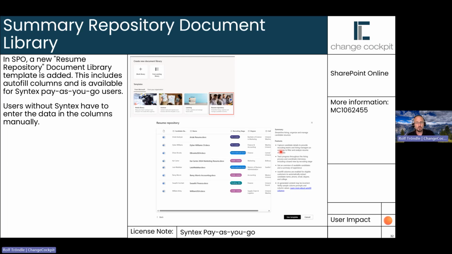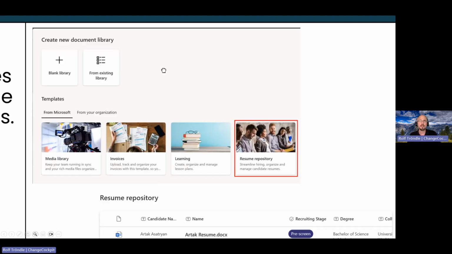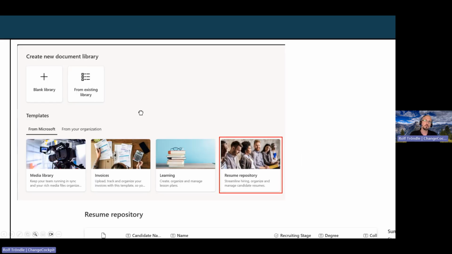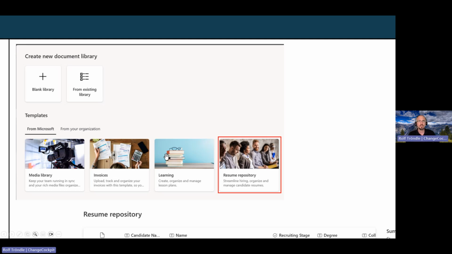Then you will get a new document library template in SharePoint Online. You can go there. By default, let's say you have a SharePoint Teams site, you have one default document library, and if you create another library, go to create new document library, you can choose either a blank library or choose some templates. And from these templates, you get a new option called Resume Repository. This one by default is AI enabled.